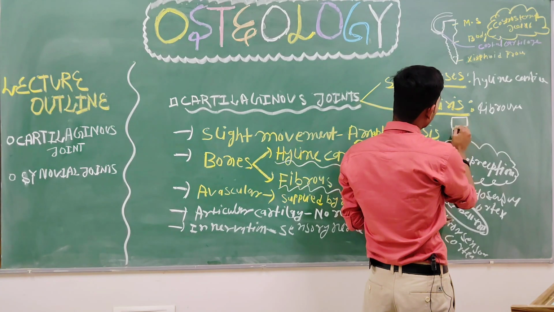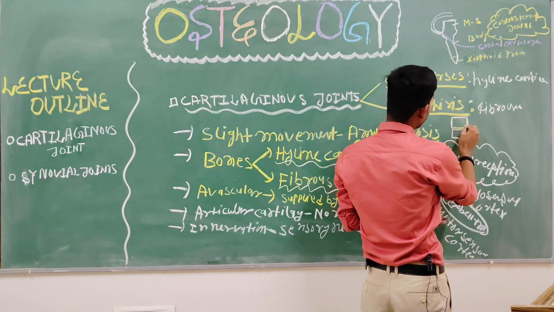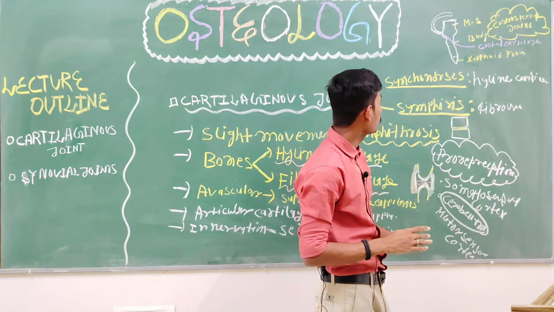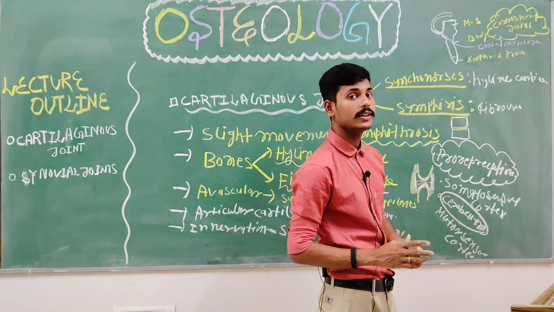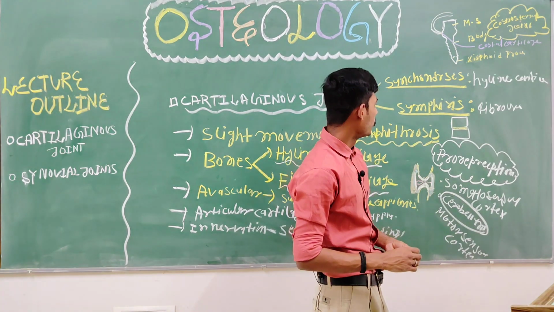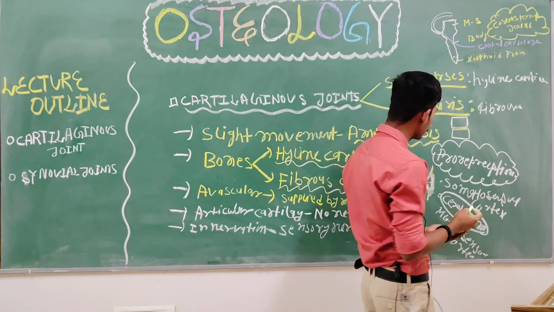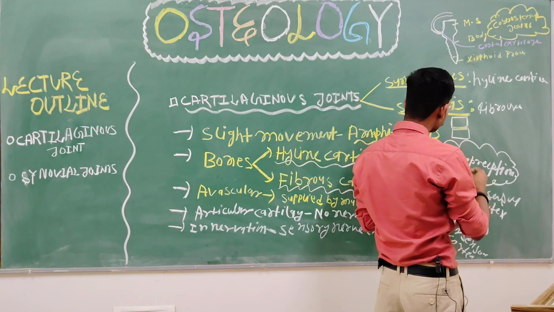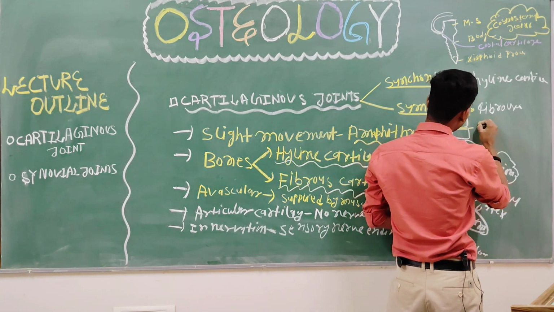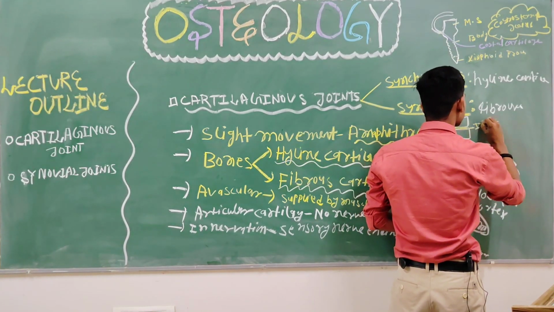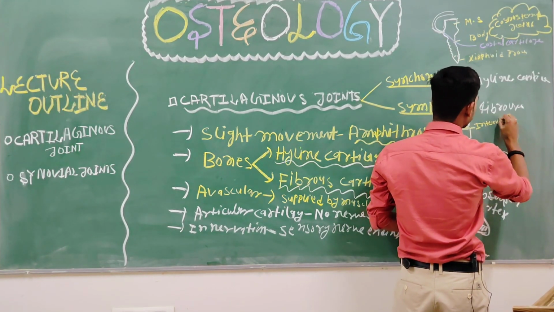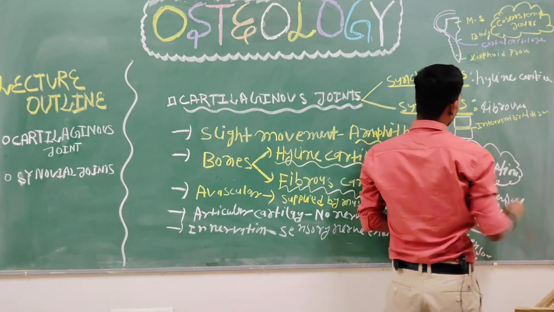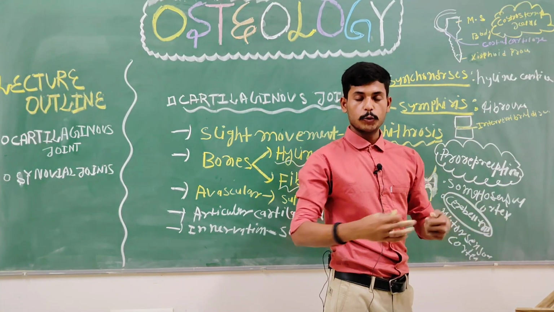And in the case of symphysis, there is a slight movement. They provide slight movement, but in the case of costal cartilage, there is no significant movement. Understanding? So the example of symphysis is your intervertebral discs. Write down the example of symphysis is your intervertebral discs.